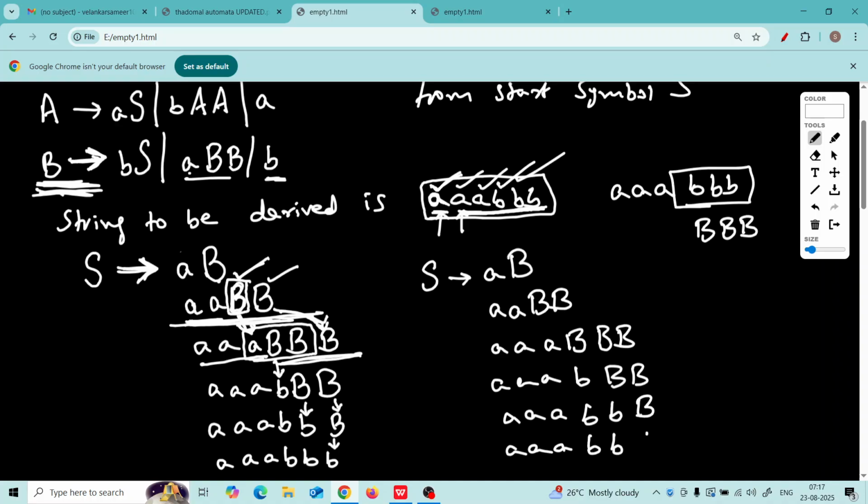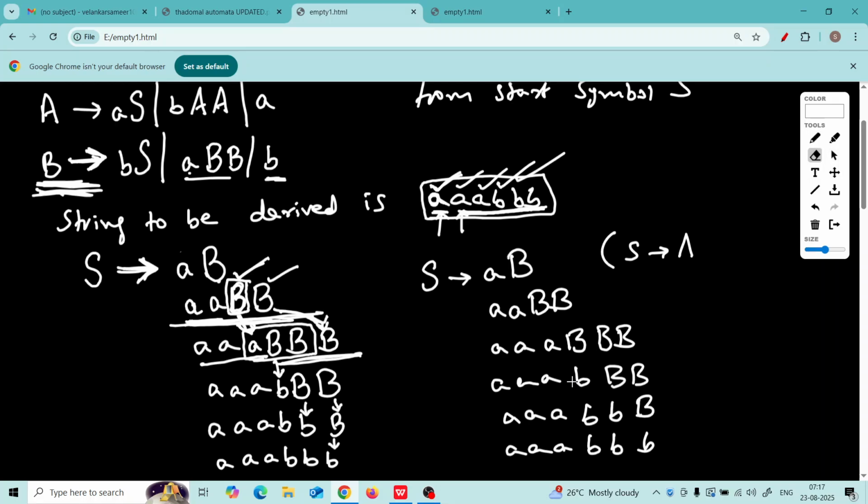Now, whenever you show this leftmost derivation in your answer paper, you should write which production you have used. Here, which production have you used? S gives AB. Oh, I'm so sorry. S gives AB. Here, which production did you use? B derives, isn't it? This B was substituted with ABB. That's how you got this step.